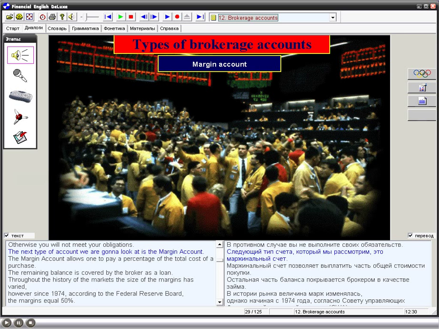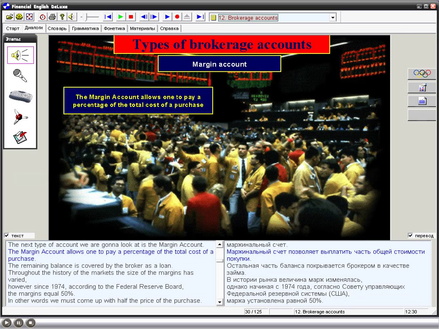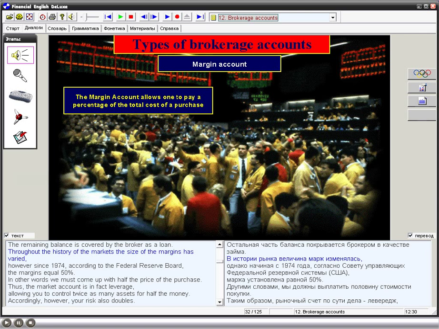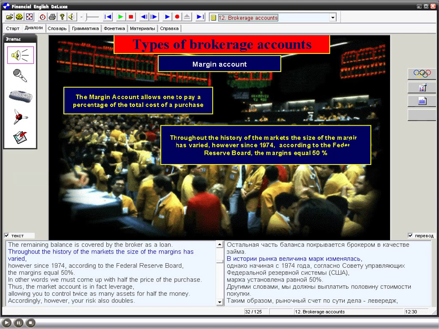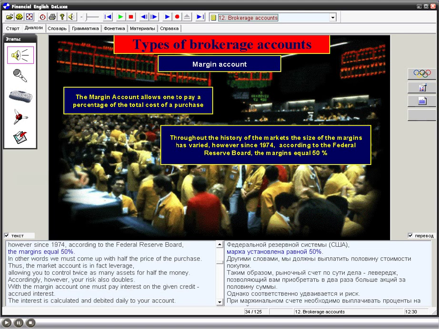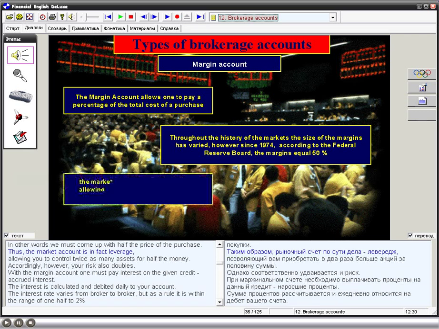The next type of account we're going to look at is the margin account. The margin account allows one to pay a percentage of the total cost of a purchase. The remaining balance is covered by the broker as a loan. The margin account is in fact leverage, allowing you to control twice as many assets for half the money. Accordingly, however, your risk also doubles.